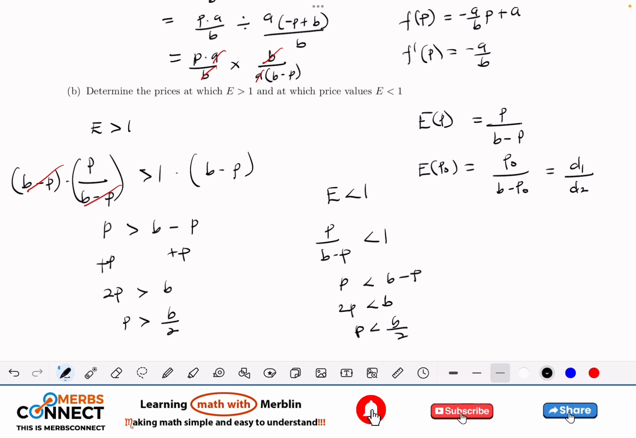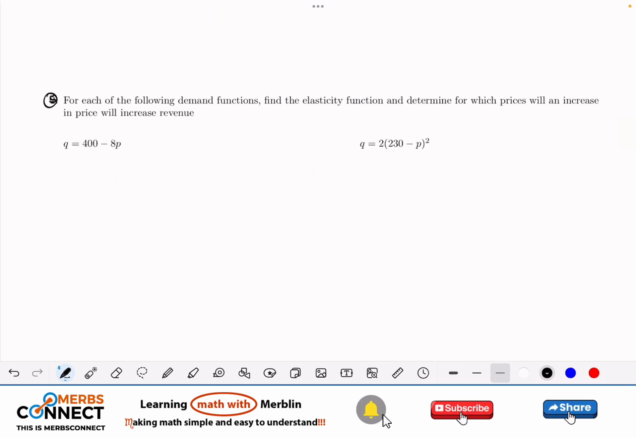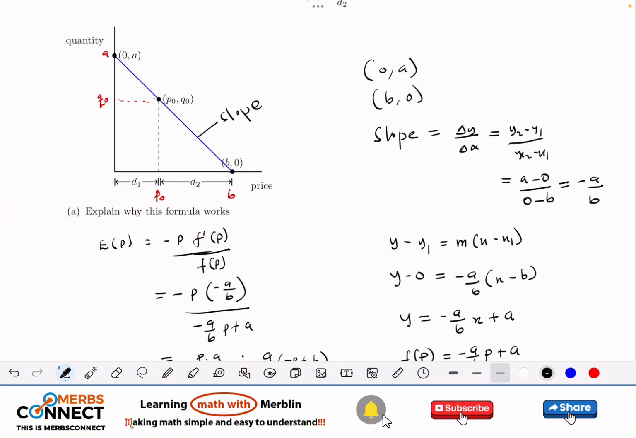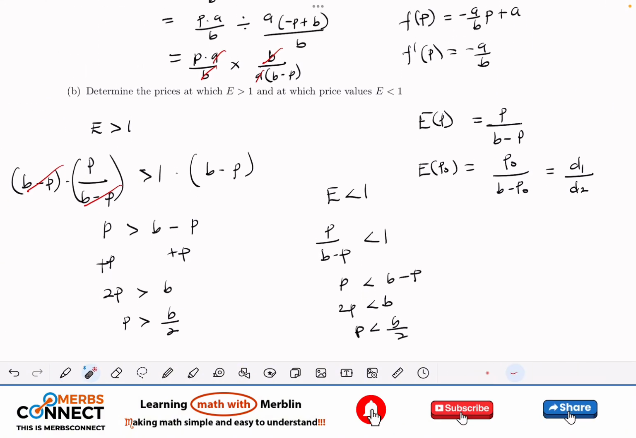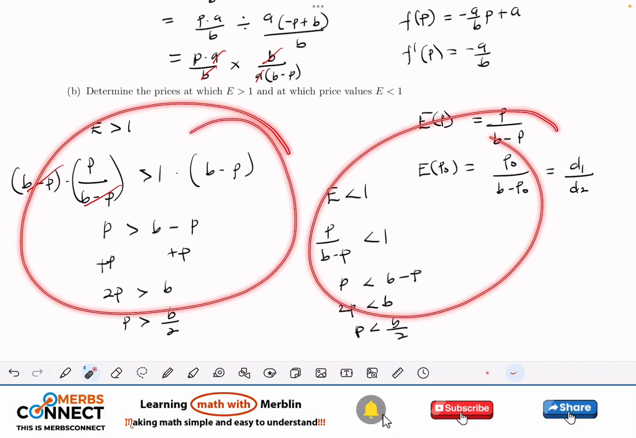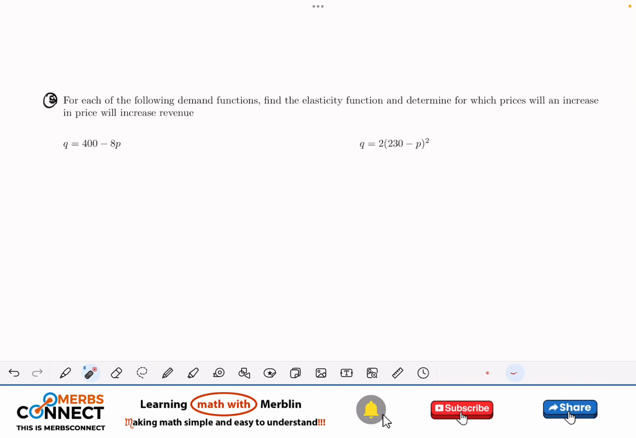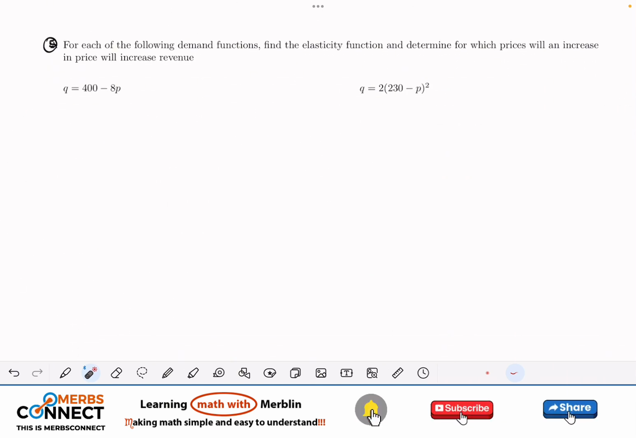Let's do the last question and then we are done. So the last question is going to be based on what we are just doing here, right? But with numbers, right? So this is the last question. This is question 5. For each of the following demand functions, find the elasticity function and determine for which price an increase in price will increase the revenue.